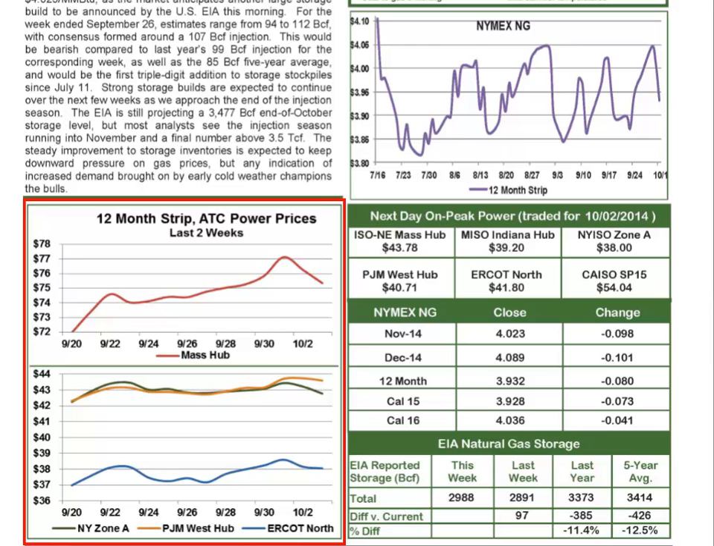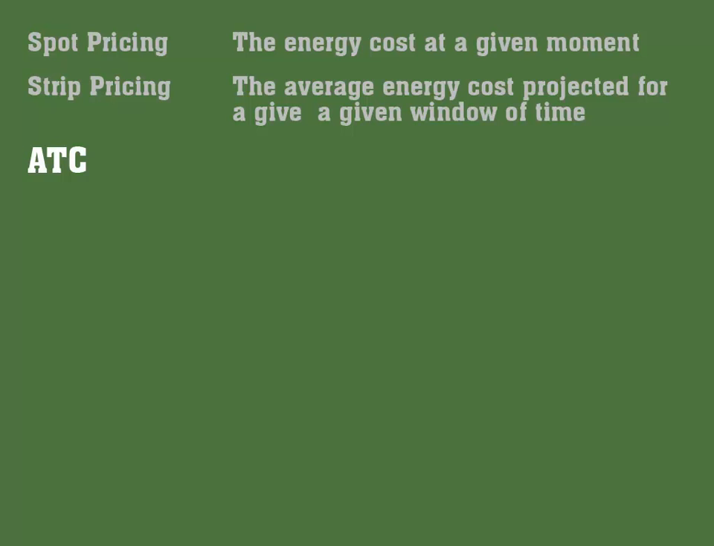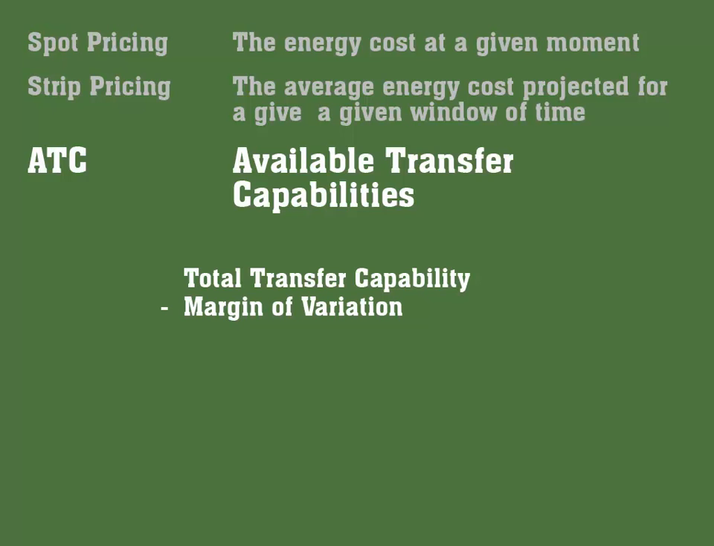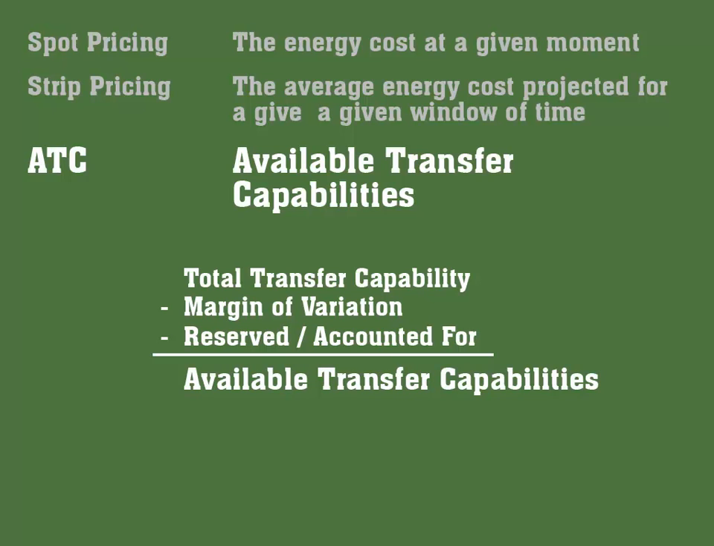Now, as far as the actual pricing on this, it says that it's ATC power pricing. So what is ATC? ATC stands for Available Transfer Capability. And this is going to be a measure of all the transfer capability for the transmission network for any commercial activity. And it is basically calculated from the total transfer capability. That's everything they have. Subtract a margin for the variation, any variables that could affect this. Subtract again anything that's reserved or anything that's already accounted for, and you have what is available. This is the available transfer capabilities.